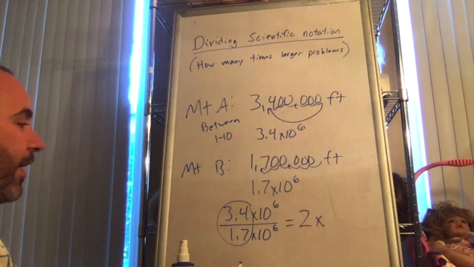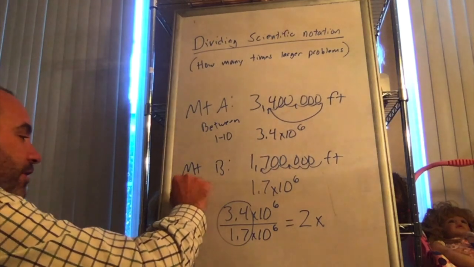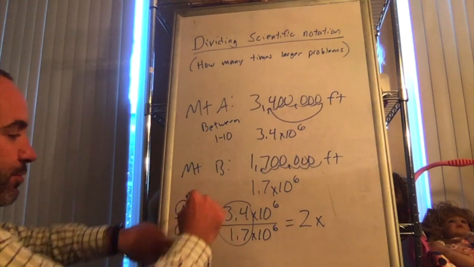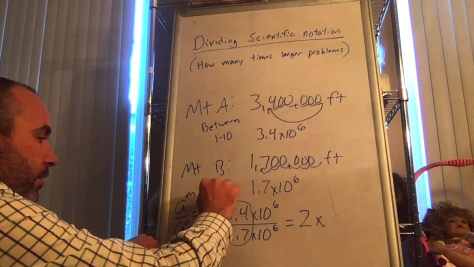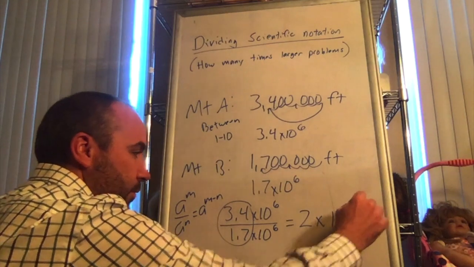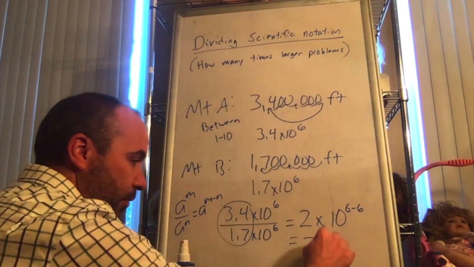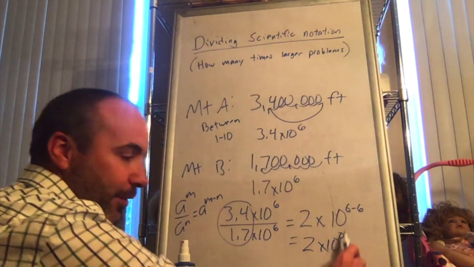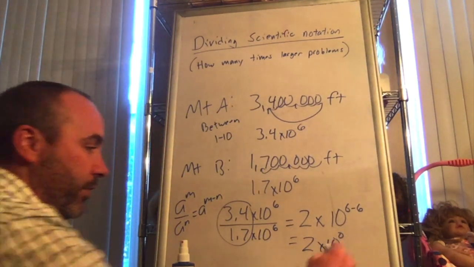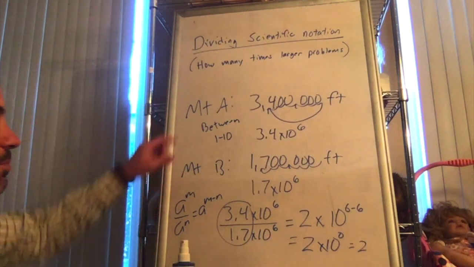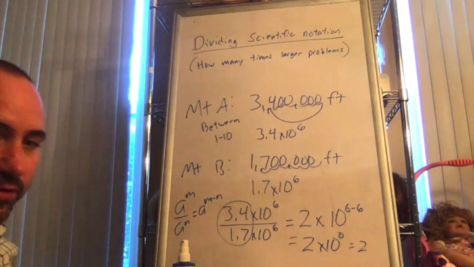And then remember that property. If I have the exponents and I'm dividing by them, I'm going to subtract these exponents. So I'm looking at 6 minus 6, which is 0. So I get 2 times 10 to the 0 power, which brings me to another property. Anything to the 0 power is actually 1. So this is 2 times 1, or just 2. So mountain A is 2 times larger.